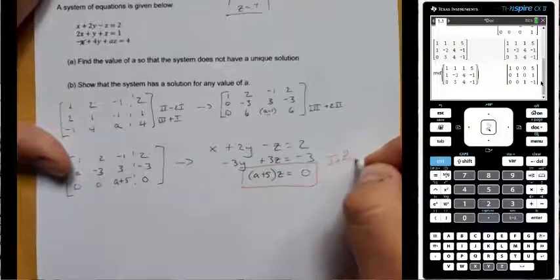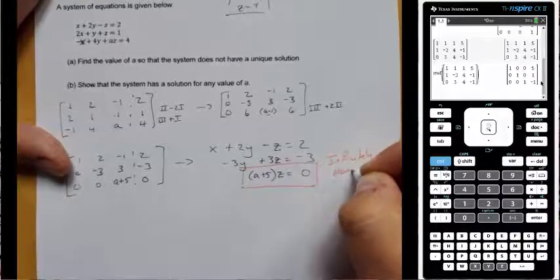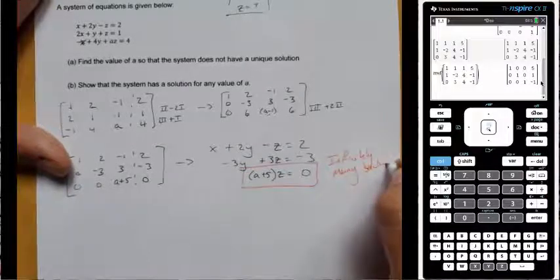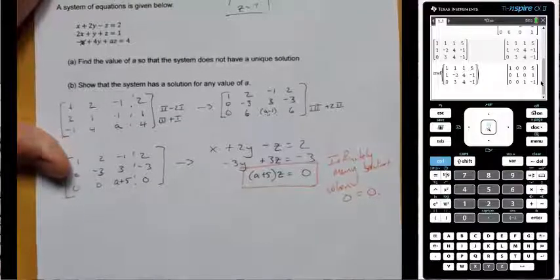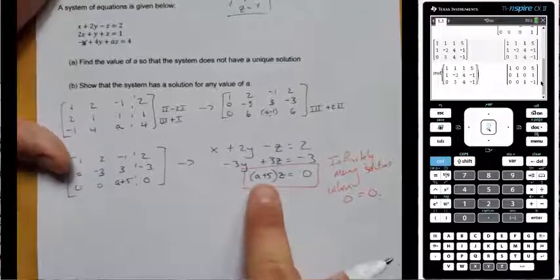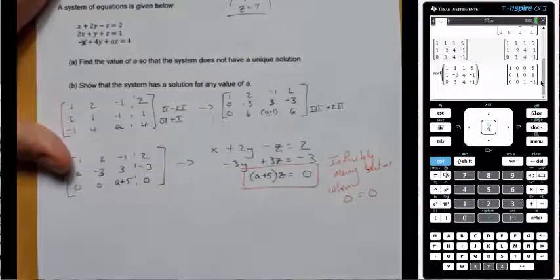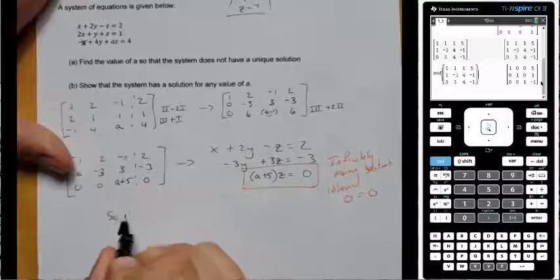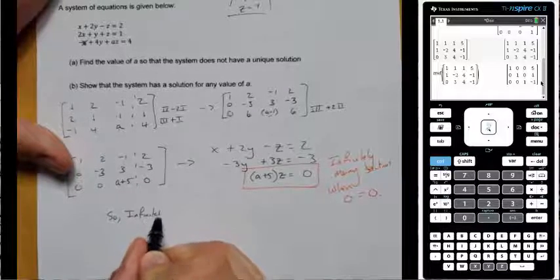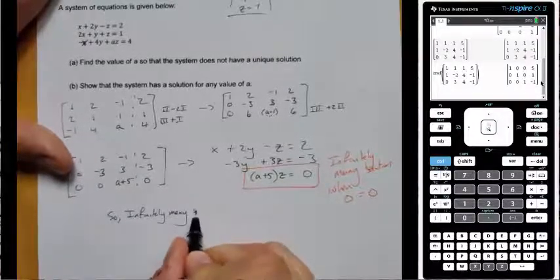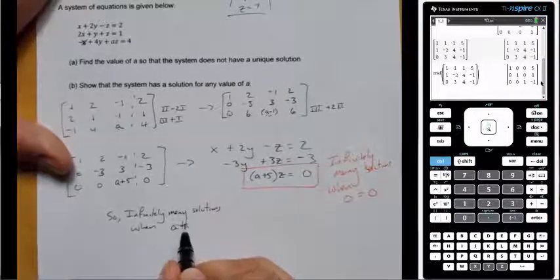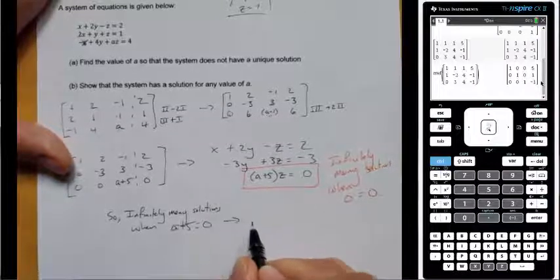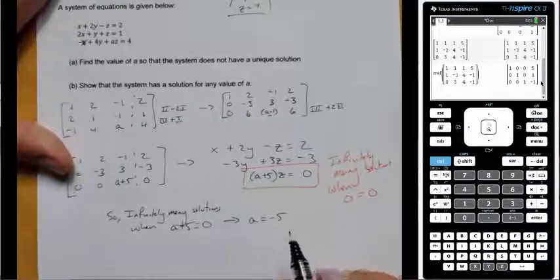There are infinitely many solutions when you get 0 equals 0 for this last equation. Namely, I'll always get 0 equals 0 when I make the coefficient in front of z equal to 0. So this tells me there are infinitely many when a plus 5 equals 0, or when a is equal to negative 5.